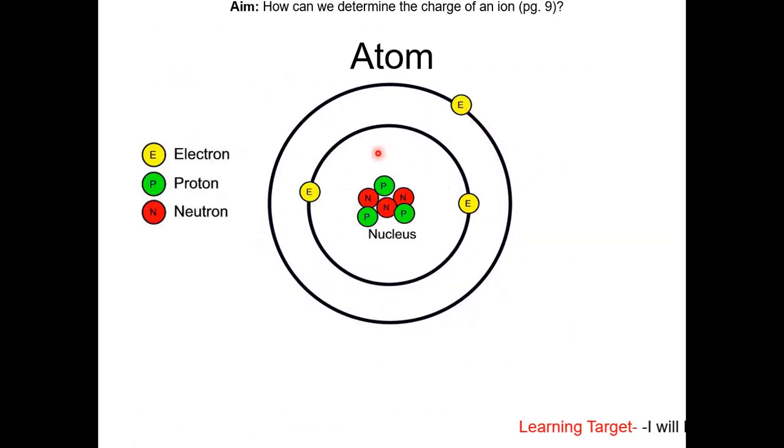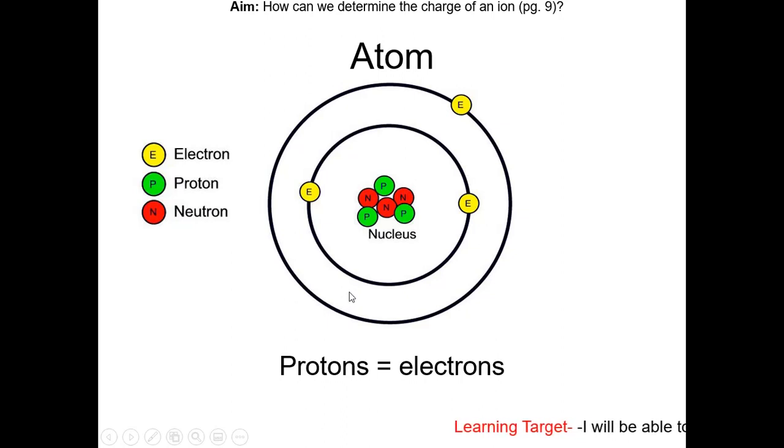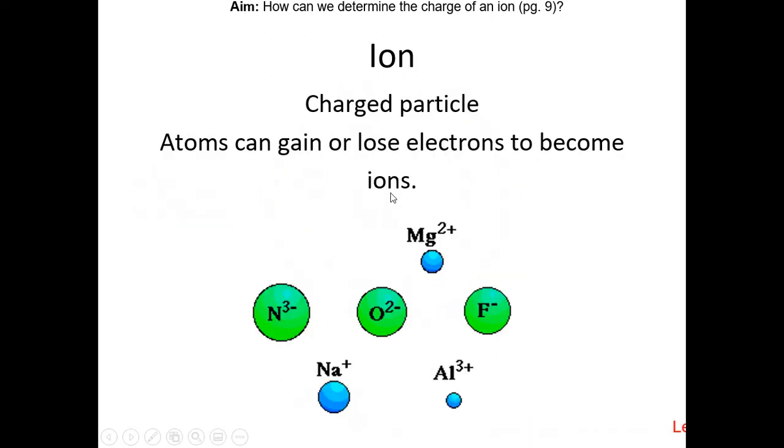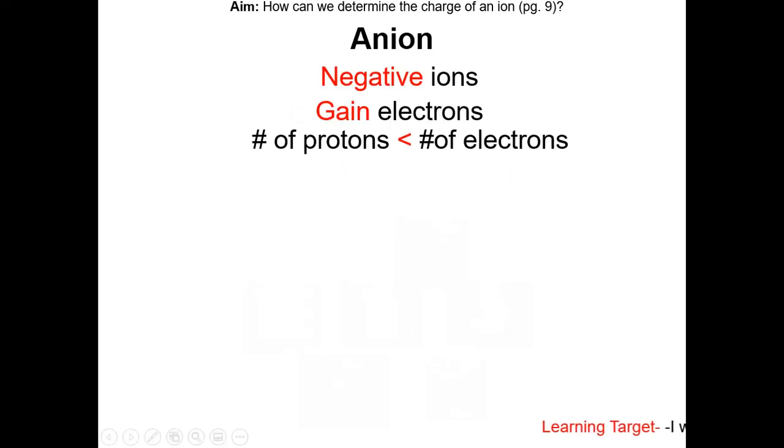So here's a model of the atom. When the protons equal electrons, we say the charge is neutral. But ions have either more electrons or fewer electrons than the number of protons. An ion is basically a charged particle. Atoms become ions by gaining or losing electrons. Now we're going to go over the two types of ions, the negative one and the positive one. Let's start with the negative one.